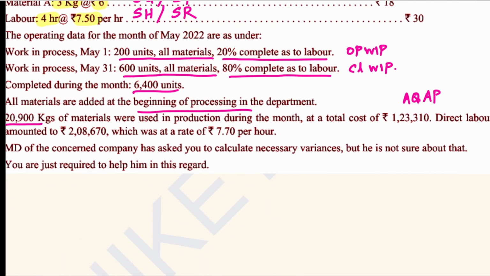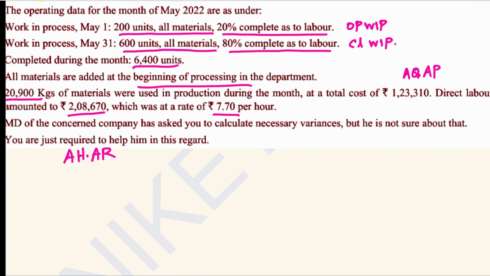Then direct labor amounted to 208. This is your AH, AR, which was at the rate of 7.7 per hour. So with using this you can calculate what is your AH, actual hours. So as MD is concerned, company has asked you to calculate necessary variances. So here you don't have multiple labors or multiple material. That means it is a simple primary variances. So 2 for material, then 2 for labor.